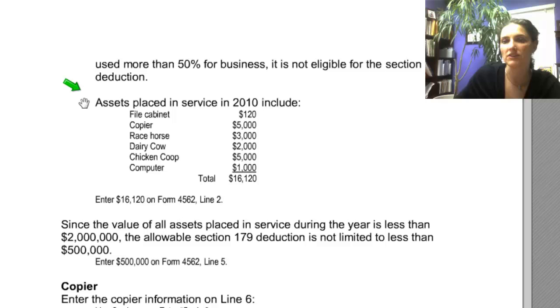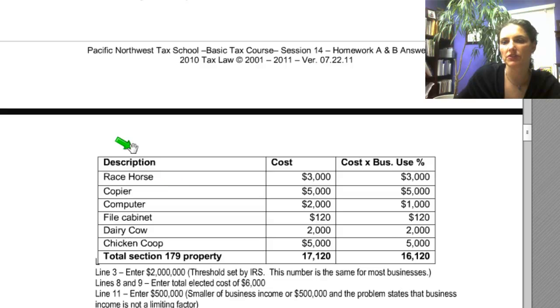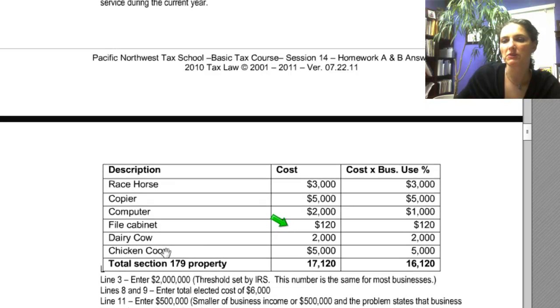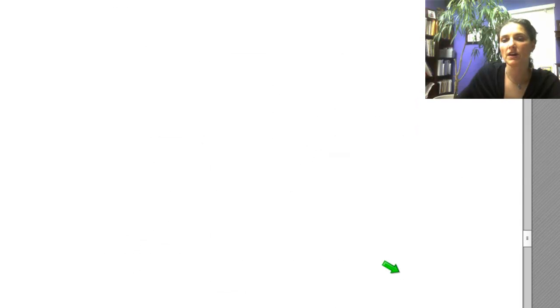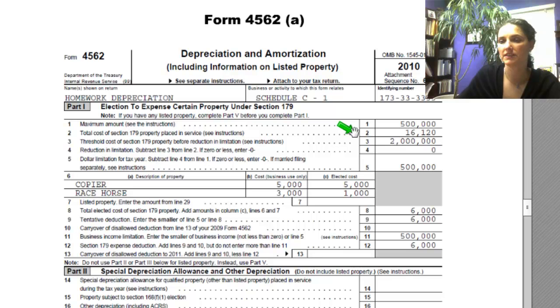Assets placed in service during the year total $16,120. And here I have a table to show you how we computed that. Essentially, we look at 100% of the cost of each of the assets, and then we have to multiply that out by the business use percentage. The only asset that was not used 100% is the computer, and so the total cost of all of these assets was $17,120. We apply that 50% business use to the computer, and of course that cost drops down to $16,120, and that is the amount we enter in Part 1 of Form 4562. And there you have that entry, $16,120.